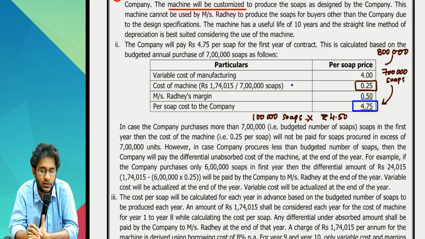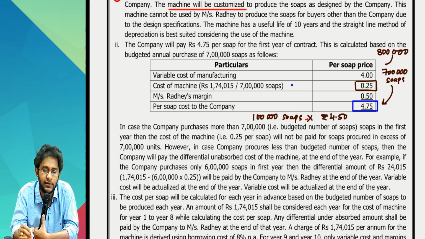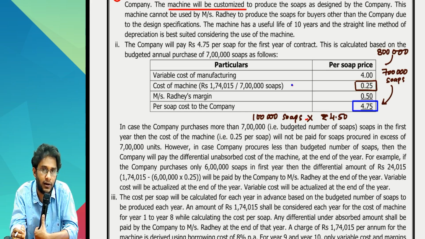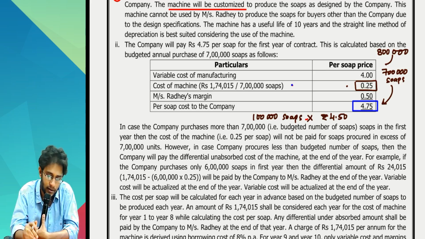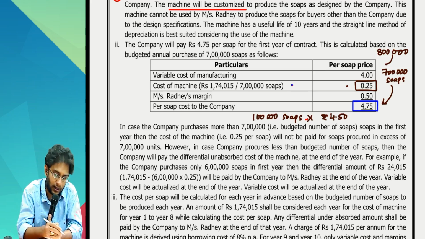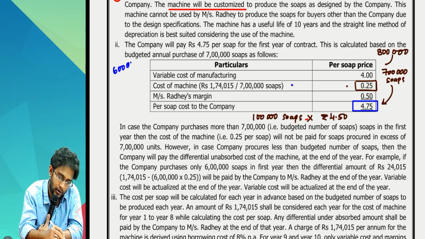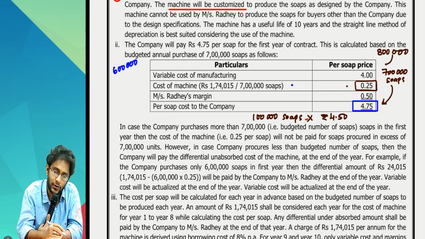That means the cost of the machine, 174,015 whatever, divided by 7 lakh soaps, which is 0.25 per unit. He will charge you only up to 7 lakh units. Beyond 7 lakh units, if you buy also, you will not be paying this 0.25. Similarly, contrarily, if you buy only 6 lakh units, then for 6 lakh units he would charge how much? 4.75. That anyway you will pay.